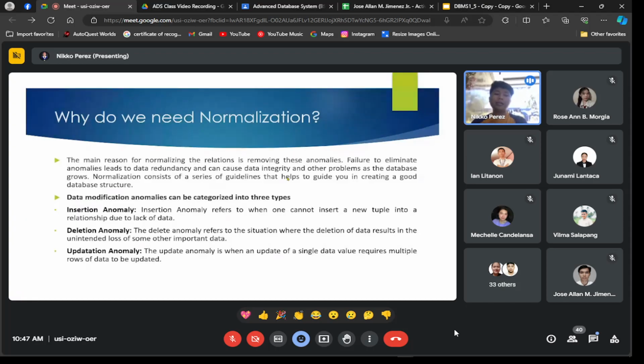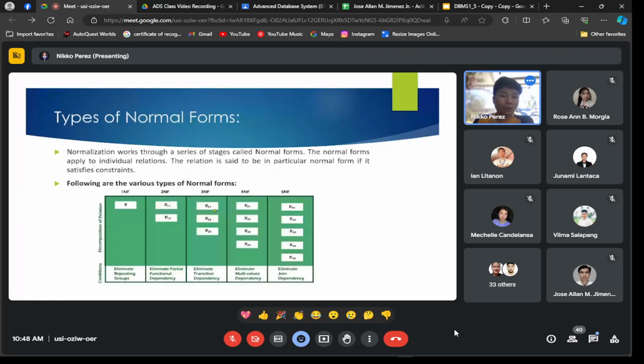Data modification anomalies can be categorized into 3 types. I don't have to discuss the insertion, deletion, and updation anomalies because this was already covered repeatedly in our previous discussions. Now, we have here the types of normal forms.